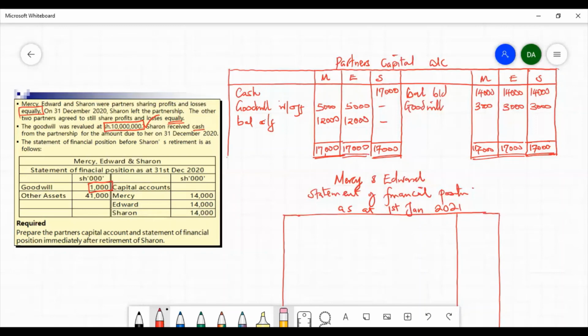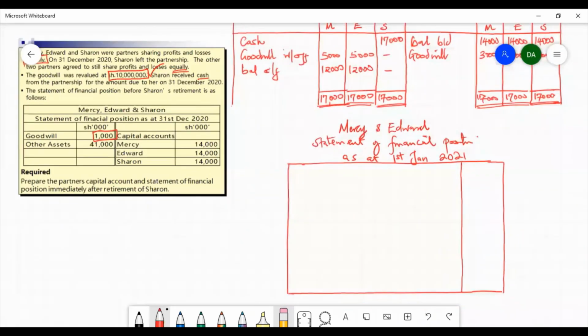Having prepared this, we can now prepare the statement of financial position. In the statement of financial position, in this case, we will not have any goodwill entered because goodwill has been written off. We therefore start with other assets. The other assets before retirement of Sharon were equal to 41 million. Therefore, we have 41 million minus the cash that Sharon has withdrawn from the business, so that we have 24 million.